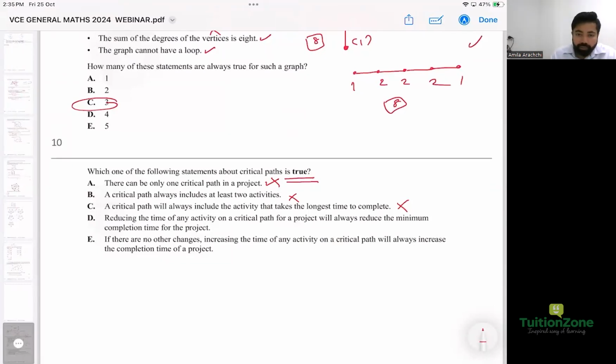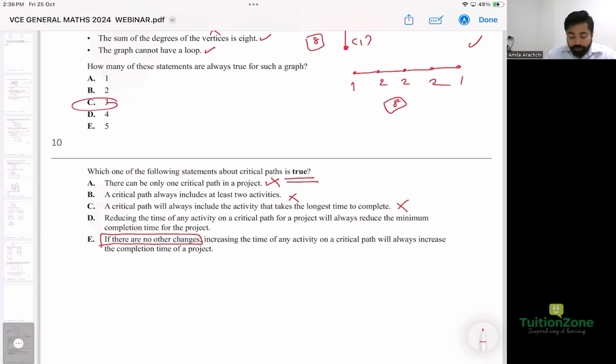Reducing the time of any activity on the critical path will always reduce the minimum completion time of the project. Let's say E as well. If there are no other changes, increasing the time of any activity on the critical path will always increase the completion time of a project. Which one is true? I believe this might be the right answer. But how about if you decrease? Does it always reduce the completion time?